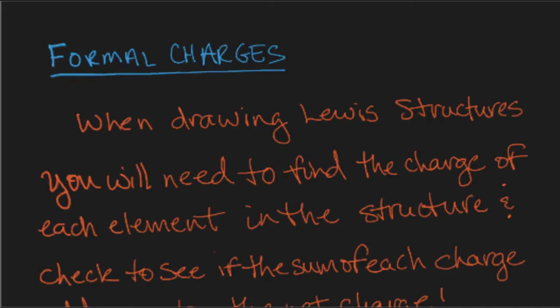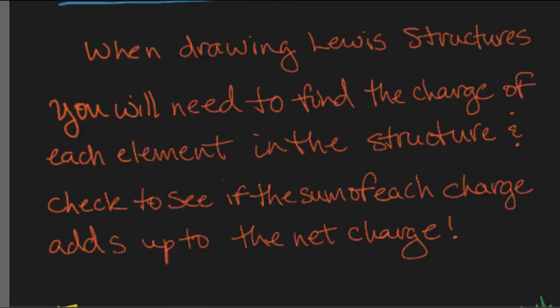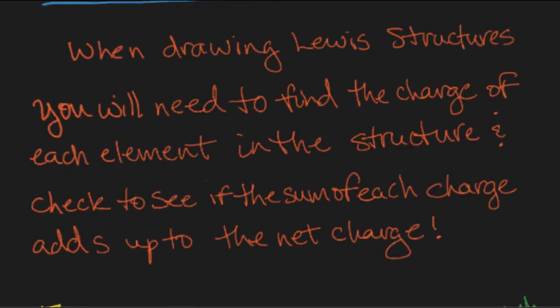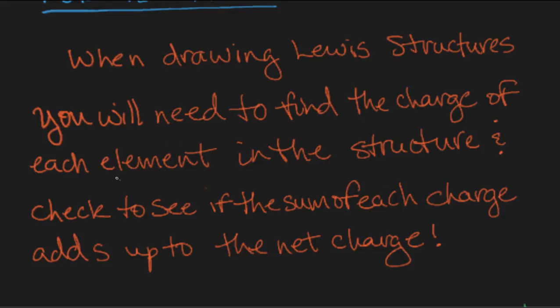Today we're going to be looking at the concept of formal charges. What is a formal charge? Well, when you're drawing Lewis structures, you will always need to find the charge of each individual element. And then after you find each individual element in the structure, you need to sum them up and make sure that the net charge is the same thing as the sum you found. Okay? If not, it's not a valid Lewis structure.